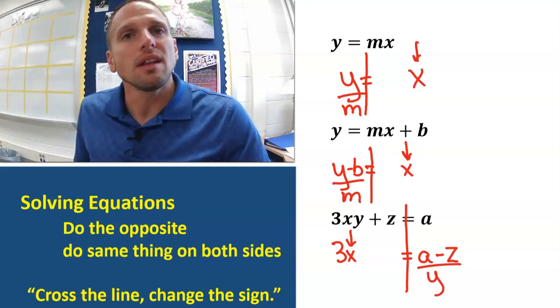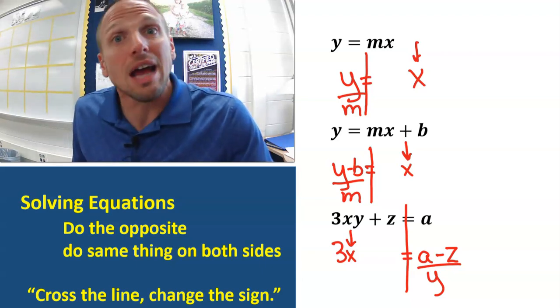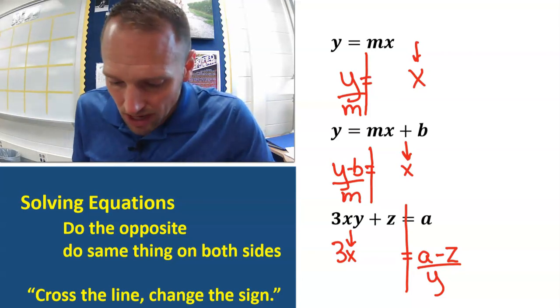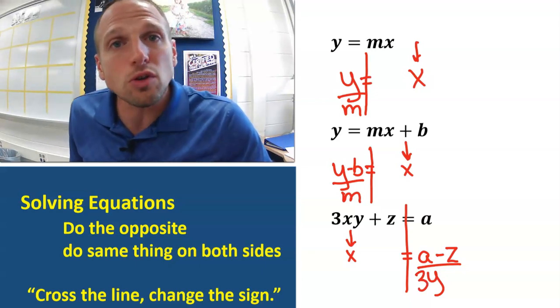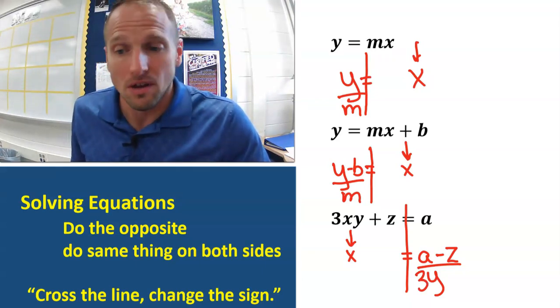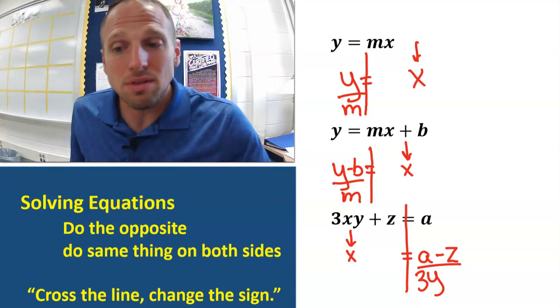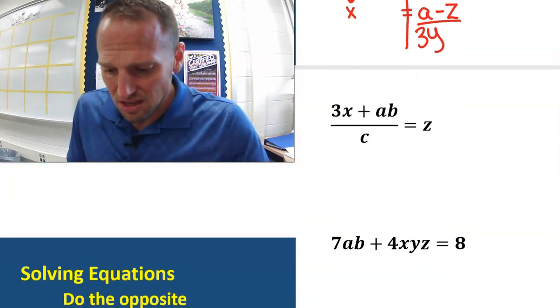All right? Now we just need to get rid of the 3. That's 3 times x. So what's the opposite of times? Going to divide. We need to divide the 3 to the other side. So once again, we've already got our fraction bar in there. We don't need to write another one. We just need to write it on the bottom because we're dividing by 3. That's our answer. A minus z over 3y. That's what x equals. That's pretty easy.